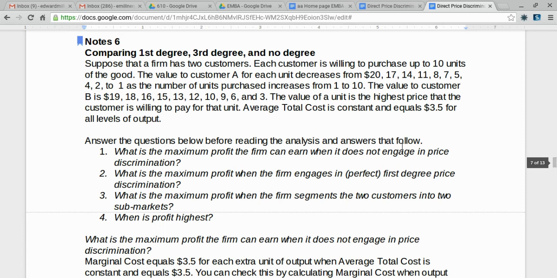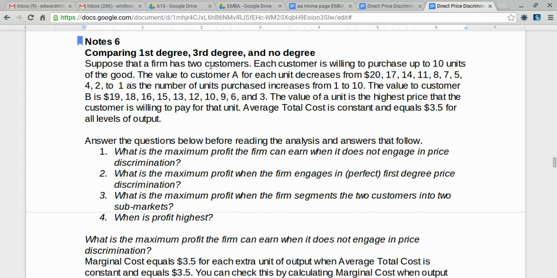Let's work through an example that compares first-degree price discrimination, third degree, and a firm that does not engage in discrimination at all. When the firm does not engage in discrimination at all, it charges every customer the same price, regardless of how many units the customer purchases. We're going to deal with a simple world.